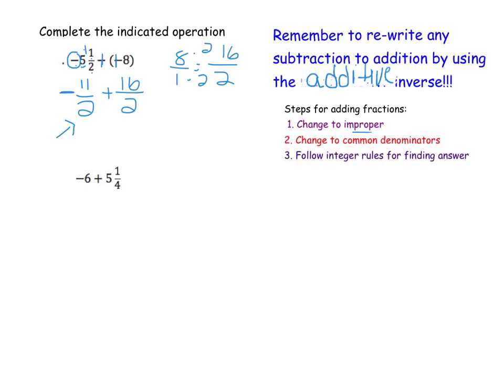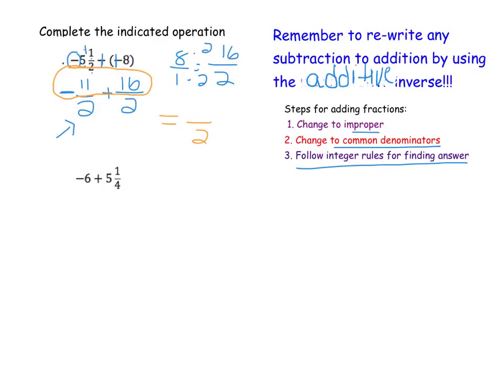So we change to improper, we change to common denominators, so now we're going to follow the integer rules. I really like to circle my numerators because my denominator I know is going to stay 2. And now I have negative 11 plus 16.